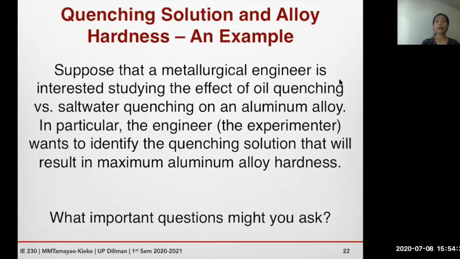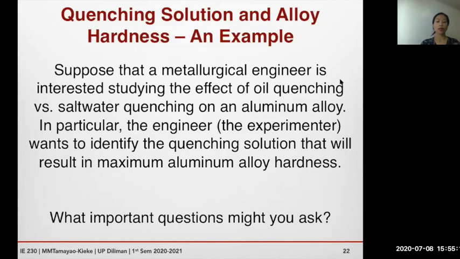So let's look at a simple example, the quenching solution and alloy hardness example from Montgomery. Suppose that a metallurgical engineer is interested in studying the effect of oil quenching versus saltwater quenching on an aluminum alloy. In particular, the engineer, who is the experimenter, wants to identify the quenching solution that will result in maximum aluminum alloy hardness.